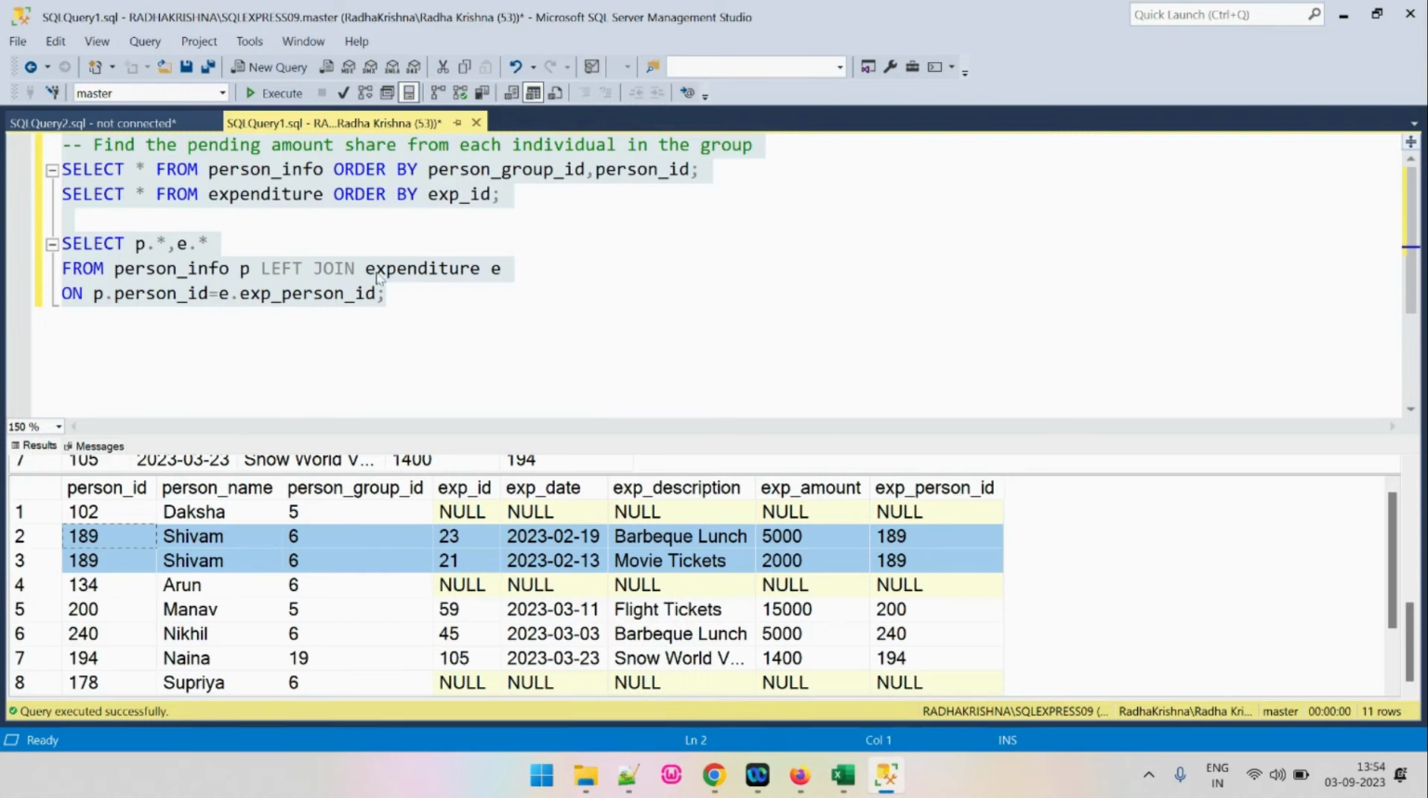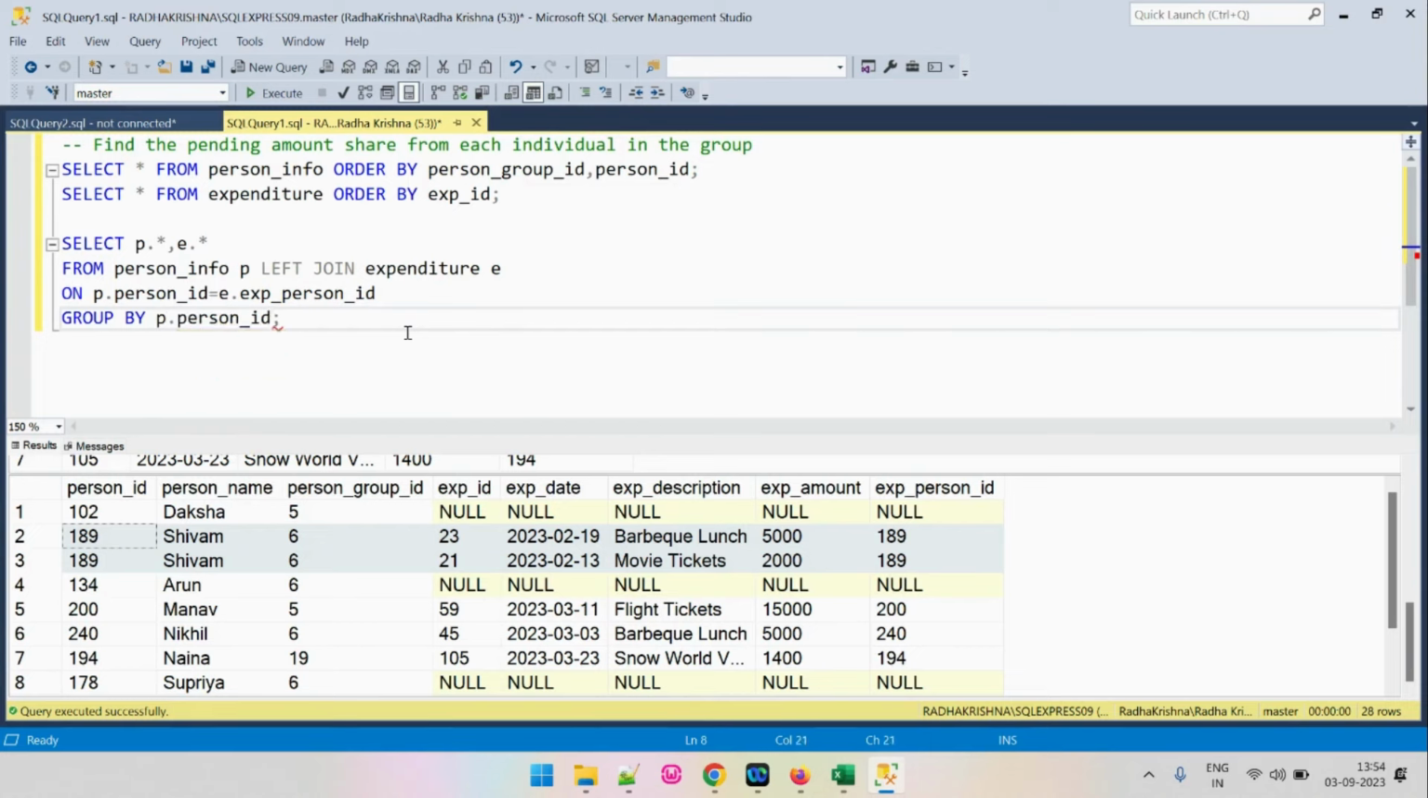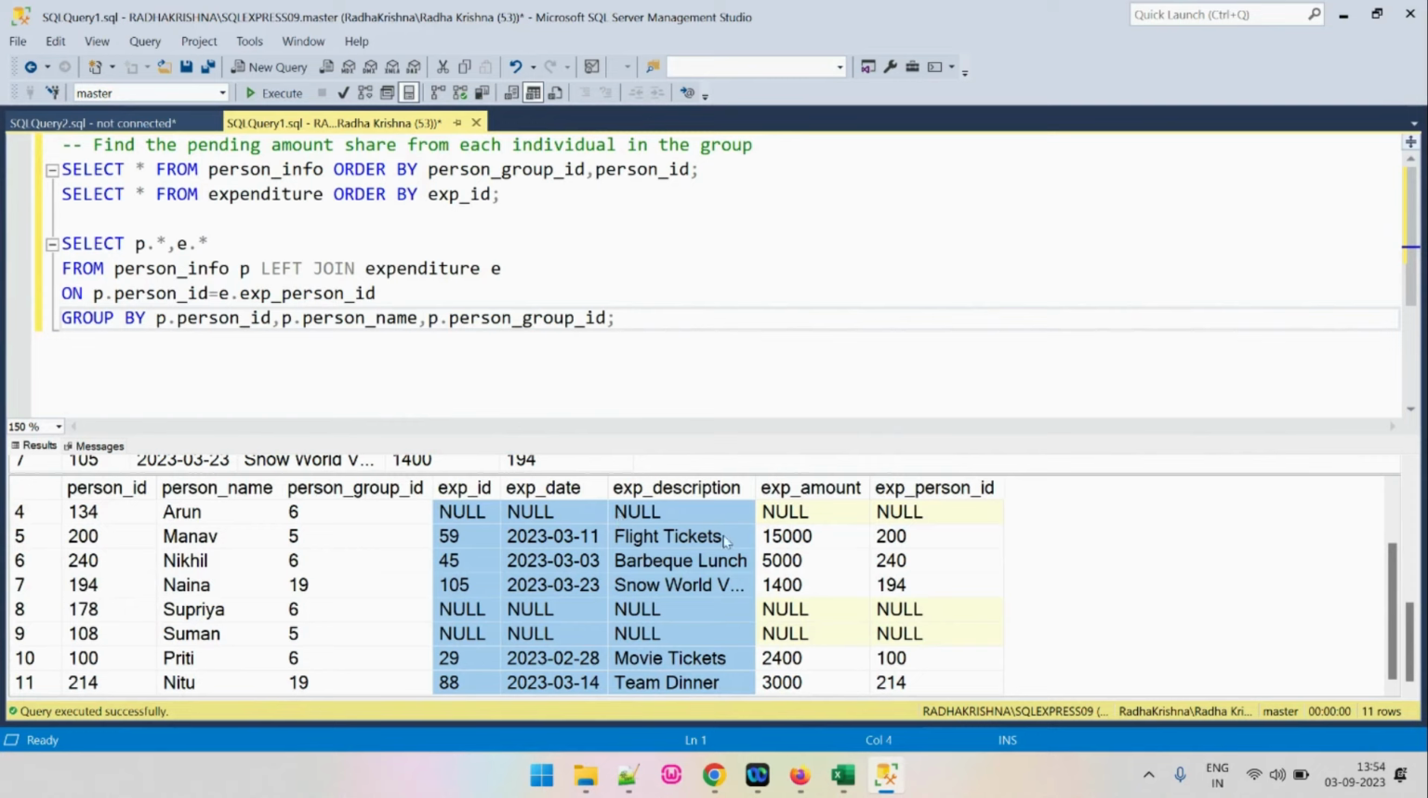Okay. So what we will do is a grouping here. We will do the grouping based on the person ID column, person name, person group ID, and we are not concerned about these details for now. So we will skip this and focus only on this column. We will try to sum up this column. On these columns, we have done the grouping.